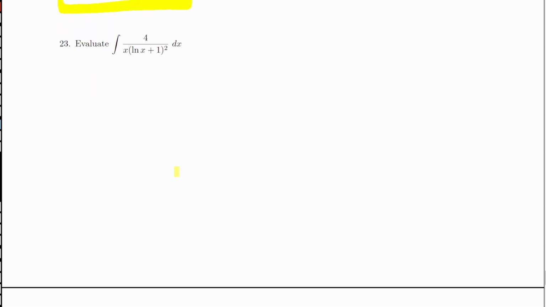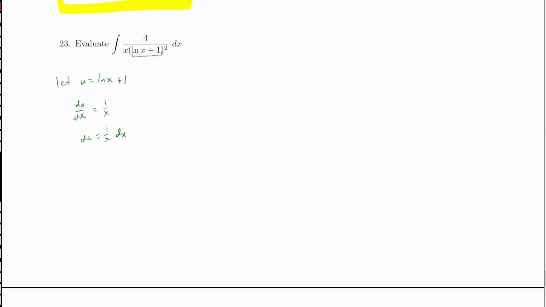Okay. Problem 23, again we have an integral. I have this inside function here. ln of x plus 1 is inside the squared function. So let's let u equal ln of x plus 1 and hope that something good happens. So when I differentiate, the derivative of ln of x is 1 over x, the derivative of 1 is 0. So du is 1 over x dx.